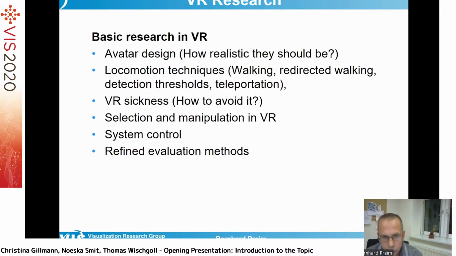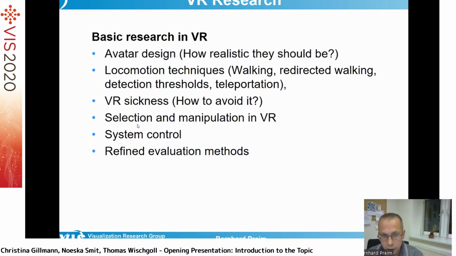People walk around in an operating room, for example, so therefore locomotion techniques are needed. Walking would be the most natural one, but the tracking space often is limited, so you need other things such as redirected walking, and then you have to think about detection thresholds when people notice that somehow they get redirected, or teleportation. There is a lot of research on VR sickness and how to reduce the probability that this occurs, and the locomotion techniques are important for this.